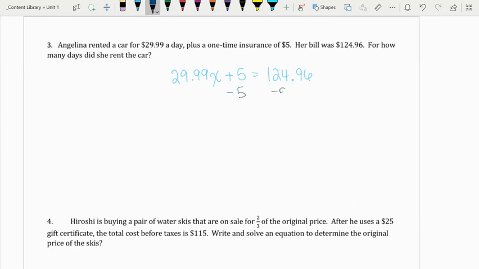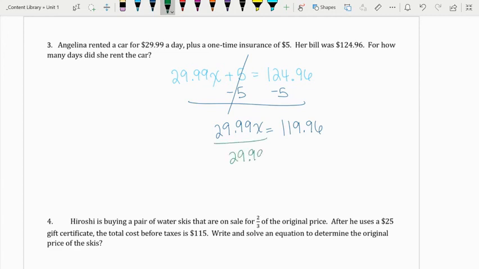Subtract 5. So we have $29.99 X equals $119.96. And then we're going to divide by $29.99. That means X would be 4. Now, since this is a word problem, we do need to label that. They are talking about X being the number of days, so this would be 4 days.